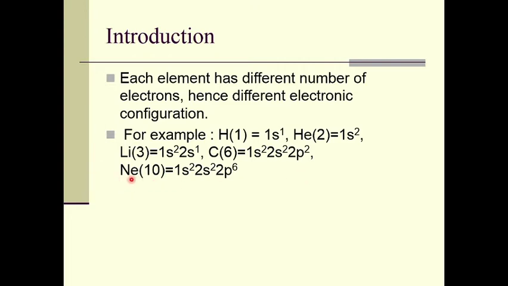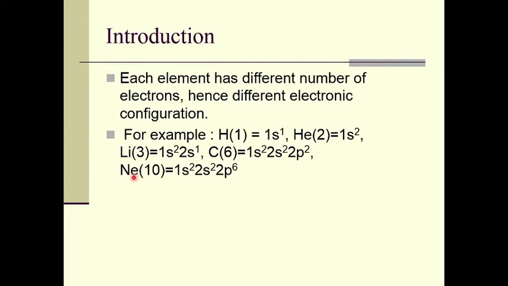Let us see the example of neon. Neon has 10 electrons, so its electronic configuration is 1s2 2s2 2p6. In the case of helium, we have 2 electrons in the first shell, and it can have only 2 electrons. So for helium, the outermost shell has only 2 electrons in it and it is completely filled.